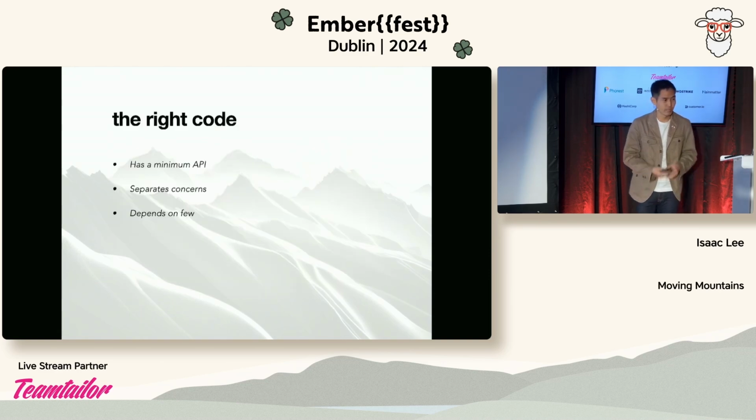Code, and by extension projects that we can maintain and extend, satisfy 3 things. They have a minimum API, meaning there are few variations. They separate concerns, so they only do what they're supposed to, and they have few dependencies. In math, we call these necessary conditions. If one of these conditions isn't met, we cannot maintain and extend the code.